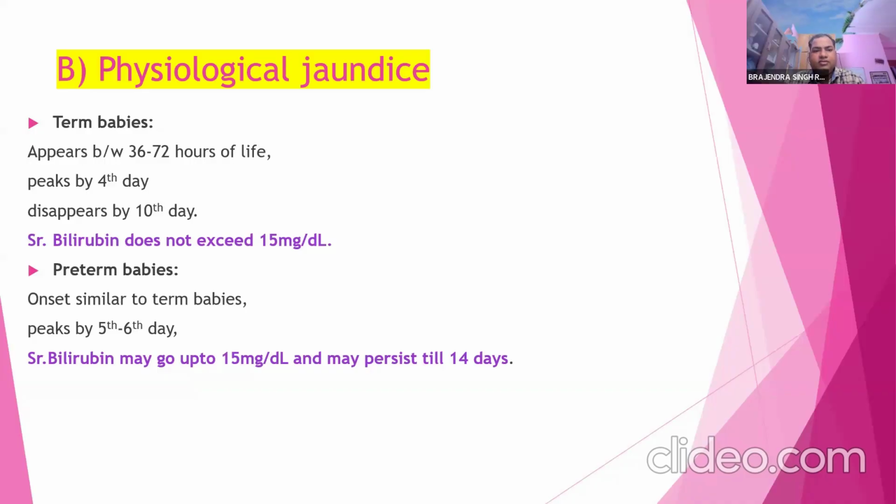Mostly in newborns, this is a common phenomenon of neonatal jaundice, and mostly it is physiological jaundice. So for the term baby, it appears between 36 to 72 hours of life, peaks at 4 days and disappears by 10 days, and serum bilirubin does not exceed 15 milligram per dL. In preterm babies, onset is similar to the term baby, peak by 5 to 6 days, and serum bilirubin may go up to 15 milligram per dL and may persist till 14 days.